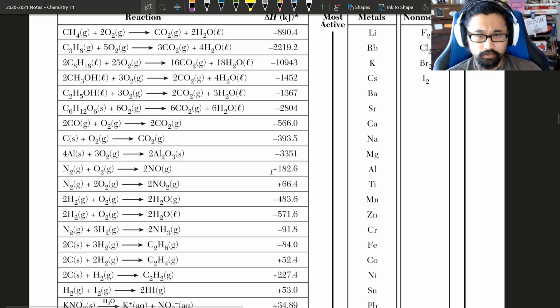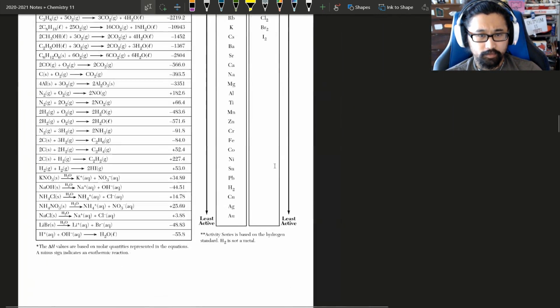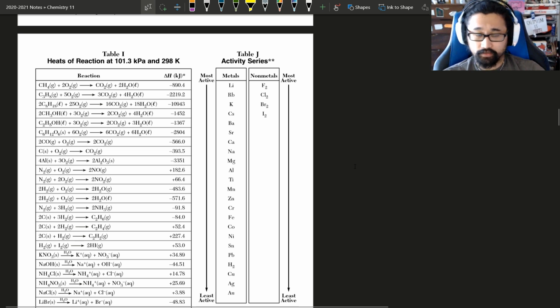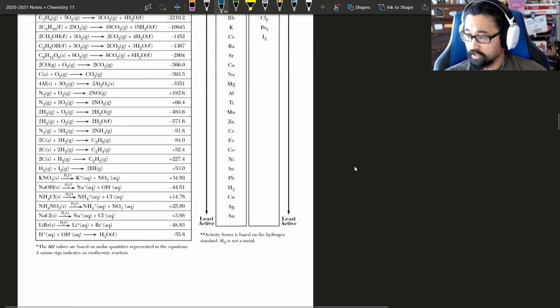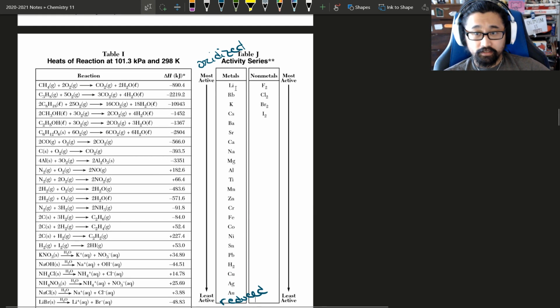Table J is like a full-page table. Here it is. Table J is called the activity series. It's how active they are, and it goes from most active to least active. Something I'd like you to write in: most active, this is more likely to be oxidized. The higher up the metal is, the more likely it is to be oxidized. The lower down it is, the more likely it is to be reduced. If something is higher, it's likely to be oxidized. It will be the anode. If it's lower down, it's more likely to be reduced. It will be the cathode.